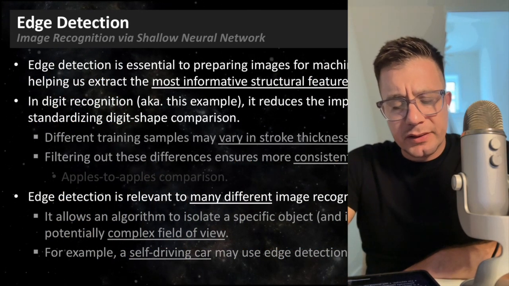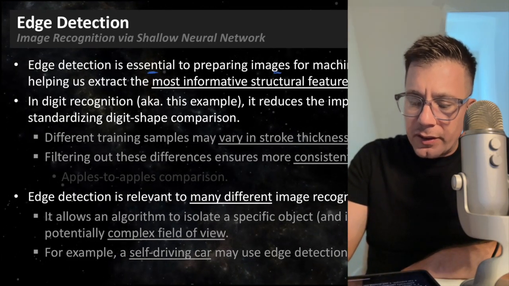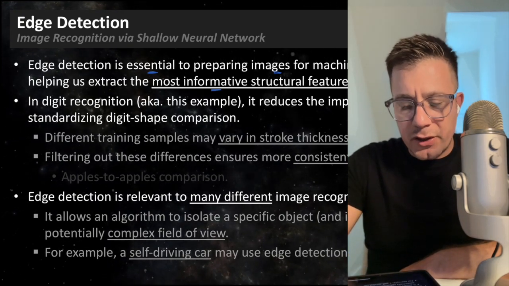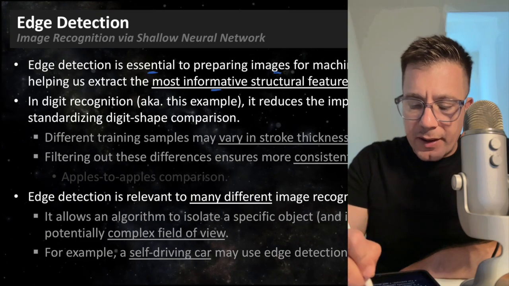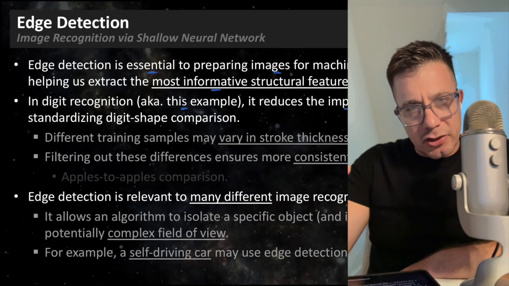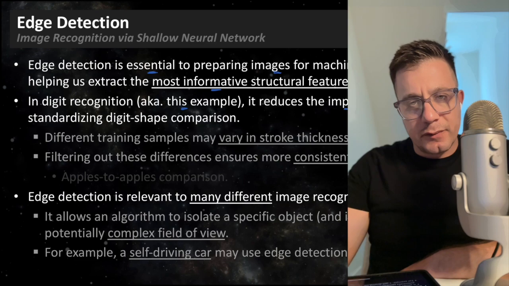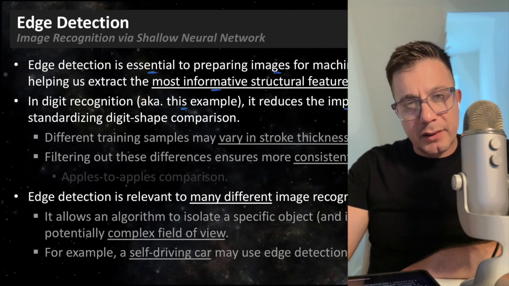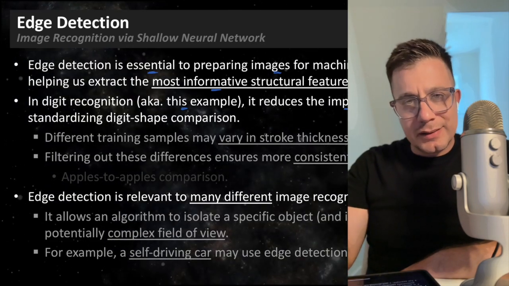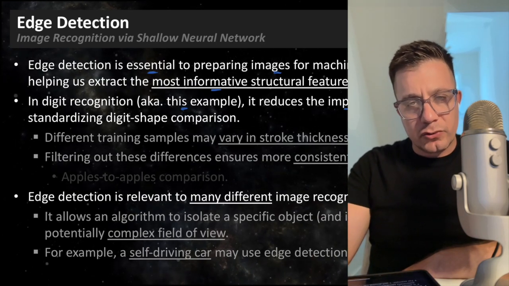So now let's go back to discussing edge detection. Edge detection is essential to preparing images for machine learning and training. It helps us to extract the most informative structural features, the most important features of an image. In digit recognition, aka this example, it reduces the impact of the pen stroke width, standardizing the digit shape comparison. Different training samples may have been generated by different processes by different people, and so they may vary in the thickness of the strokes. Filtering out these differences, and that's what we use edge detection for, ensures a more consistent model input, or, to use the phrase, an apples to apples comparison between those training images.